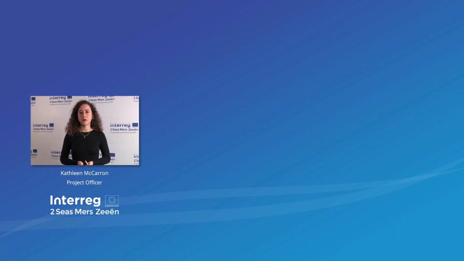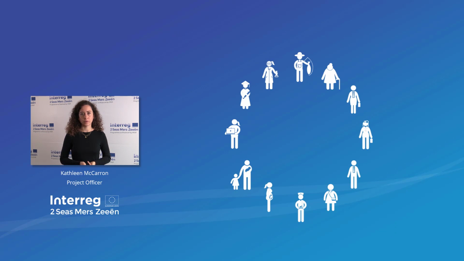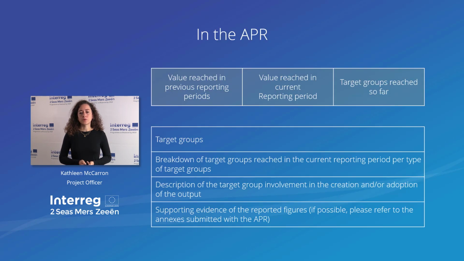So now we're going to come to the next section, which is also a very important section, which is the one on target groups. So in your annual progress report, you will be asked to report on the number of stakeholders that you have been able to reach during your project implementation. You will also find the data from the previous annual progress report, and you will be asked to show that it has increased.